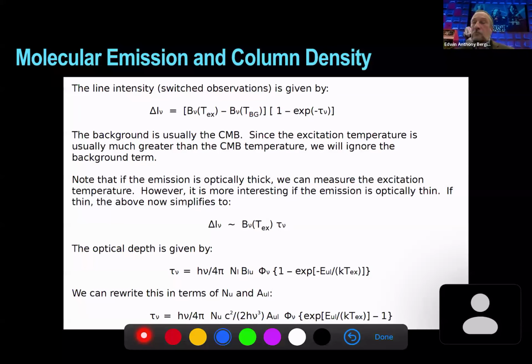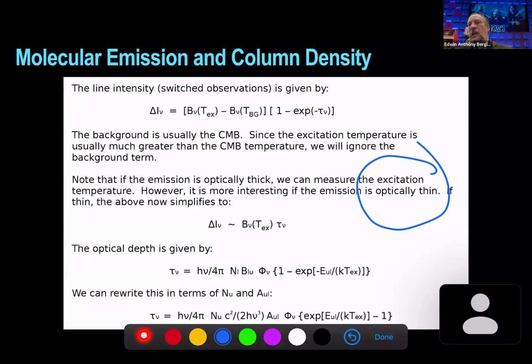Basically everything that is emitting in space may be optically thick or optically thin. If a molecule is optically thick, then I'm only seeing the surface of that object. If the molecule is optically thin, then I'm seeing all the way through the object itself. And as an astrochemist, if I want to measure how much of something is there, I need the emission to be optically thin.